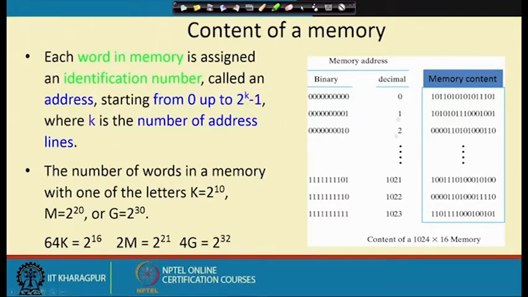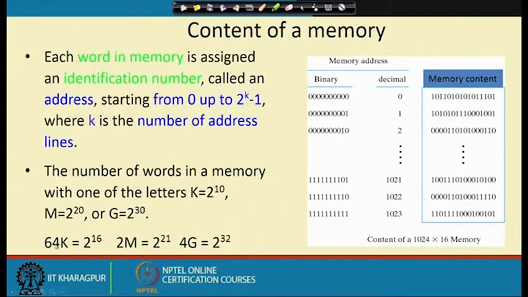So addresses go from 0 to 1023, where k is the number of address lines, and the number of words in a memory is expressed with one letter: we write it as K, which is kilo, 2 to the power 10; M, mega, 2 to the power 20; or G, giga, 2 to the power 30, like that.